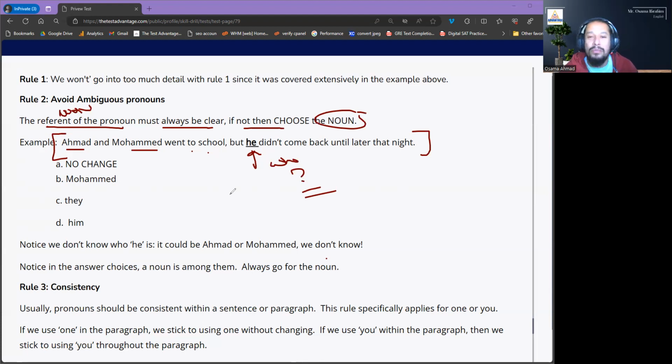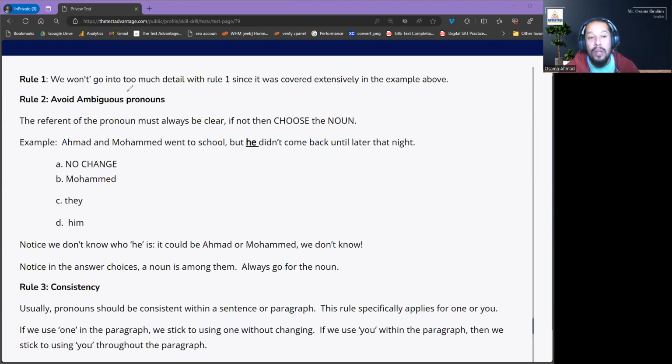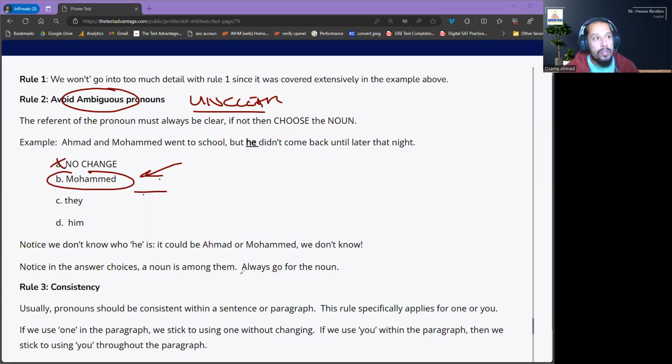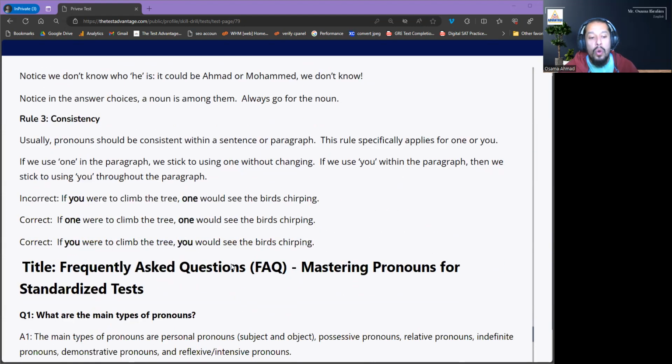Muhammad. How do you know? Because it reflects to the subject. Okay, but it could be Muhammad. He could be Muhammad, or he could be Ahmed. Okay, and that's why I'm telling you it's ambiguous. Ambiguous means it is unclear. In this situation, you would not say he, you would say the name. We will find the name in the answer choices. Okay? It's always important to know who.